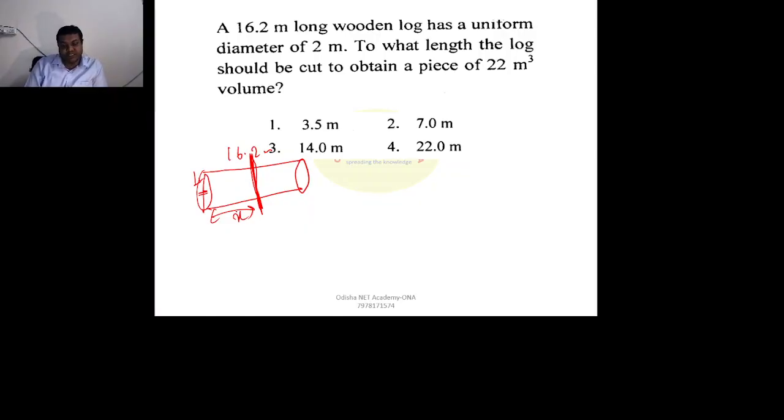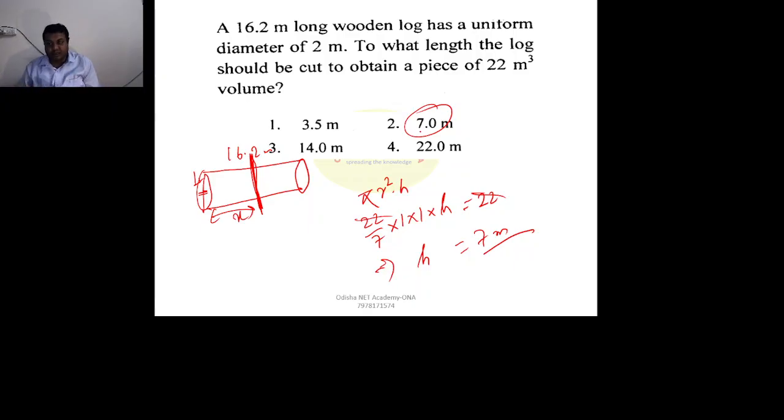So what is the volume? The wood log is acting as a cylinder. So the volume of a cylinder is pi r square h. So pi 22 by 7 into r square, r is given 1, into 1 into h, that you have to find out, is equal to 22 meter cube according to the question. So what will be the h? 22 cancel out, h is equal to 7 meter. So you have to cut 7 meter, then definitely the wood log which is cut will have volume 22 meter cube. That is B. Got it?